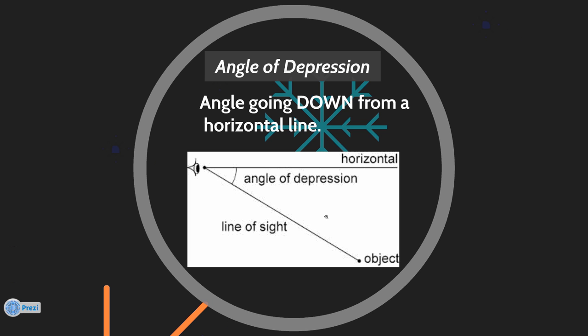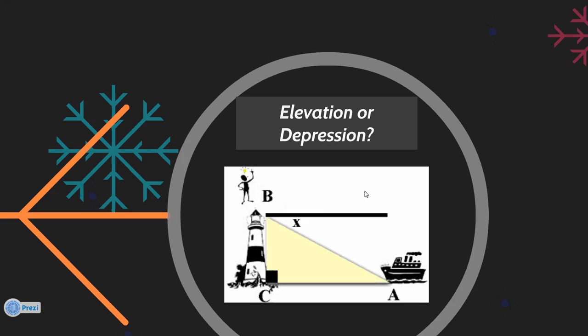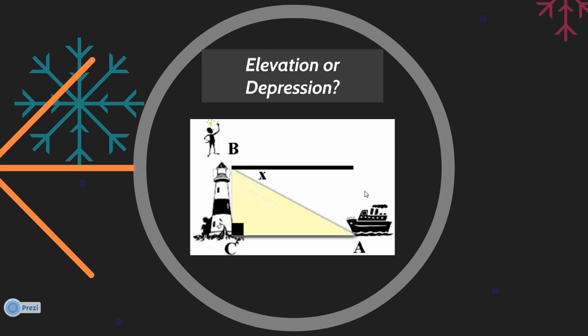The angle of depression is the angle going down from a horizontal line. So here we have this little eyeball, and its normal line of sight is this horizontal right here. And there's an object down here. So when the eyeball looks down to the object, it has a new line of sight, and the angle that's created from the horizontal to the new line of sight, since the object is down, we call it an angle of depression.